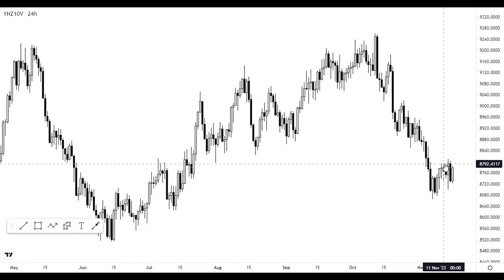So I want to tell you different types of liquidity that we have aside from inducements, and how you can see them, how you can use them in your day-to-day activities while trading the financial markets. Okay, guys, so let's get straight into it.